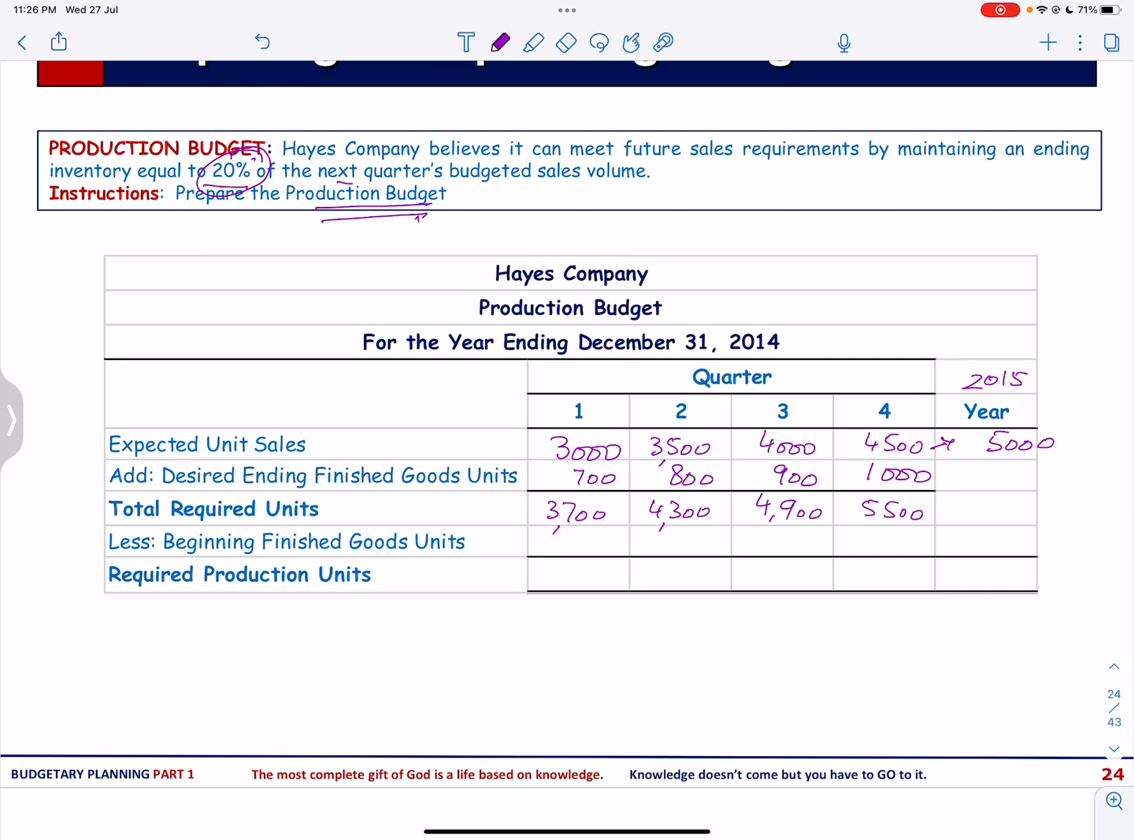And then as you can recall the formula, we have to subtract the beginning finished goods units. Now the beginning finished goods units for the first quarter will be the ending finished goods inventory of year 2013 quarter number 4. Because the sales is expected to increase by 500 in each quarter, the expected unit sales in the fourth quarter of 2013 will be 2,500. And the desired ending finished goods inventory is 20% of the next quarter. So 20% of 3,000 is going to be 600. So that's how we get this value over here.